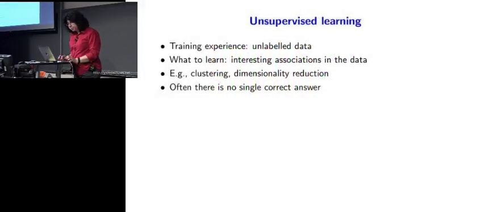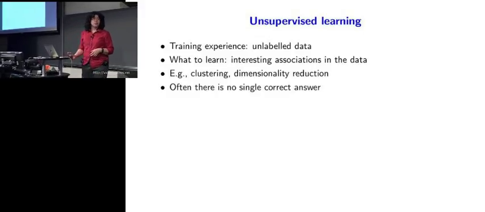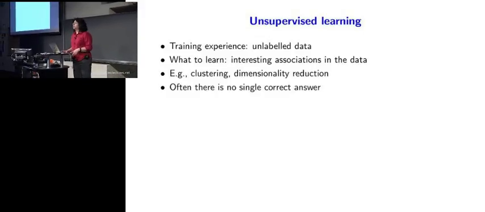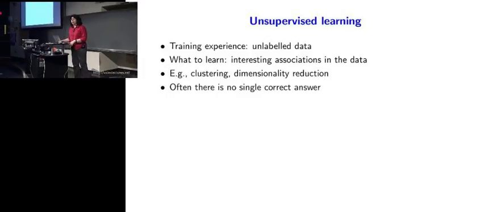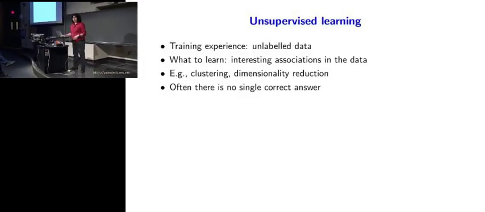And then finally, there's unsupervised learning, which is perhaps the most challenging and also quite interesting form of machine learning, where you just have a heap of data and you're trying to figure out what's interesting in this data set.